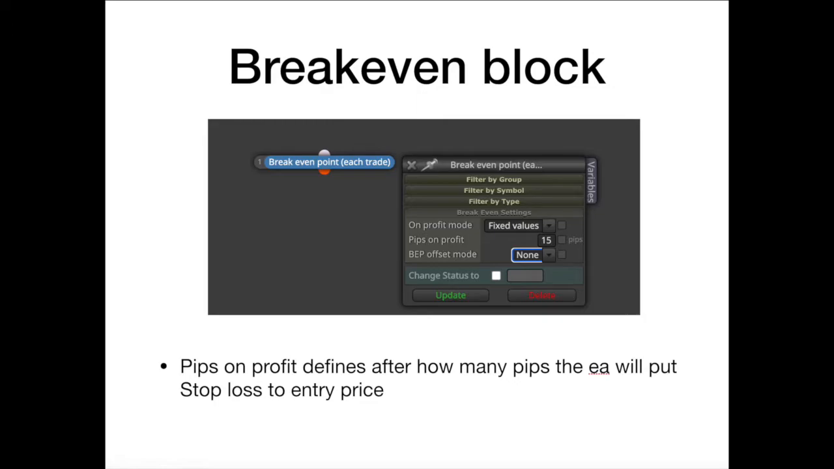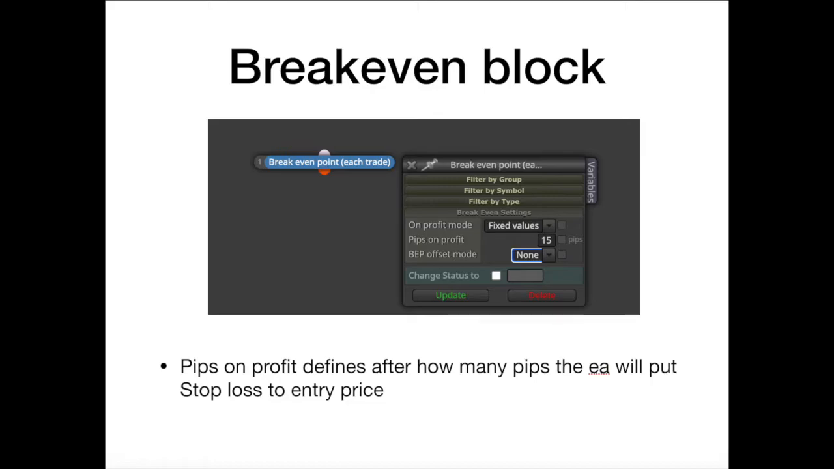Here you see the settings, pips on profit. This defines how many pips the trade needs to hit for the EA to put stop loss to entry price. You have other settings like filter by group, so you can filter which trades will be put to break even using the definition of the group, of the symbol, and of the type like buy or sell.